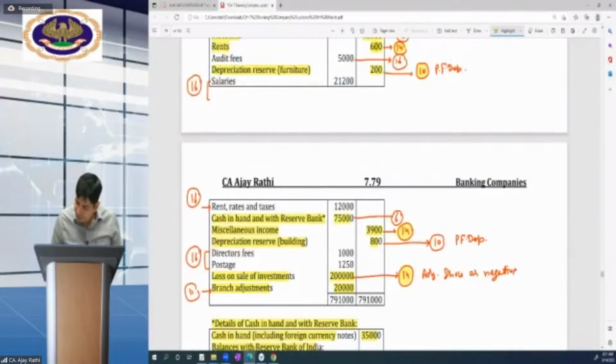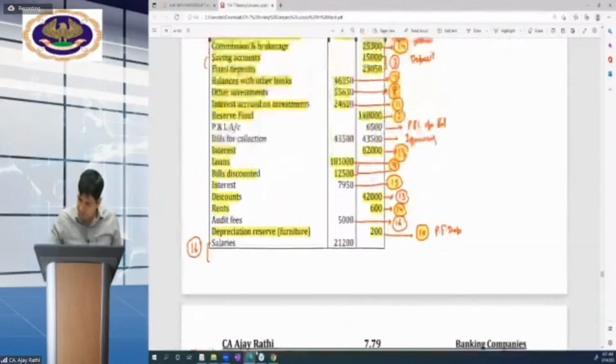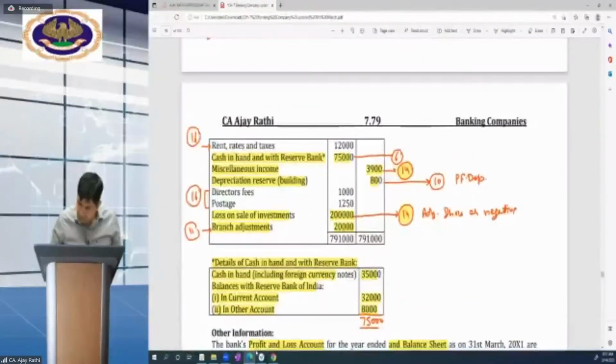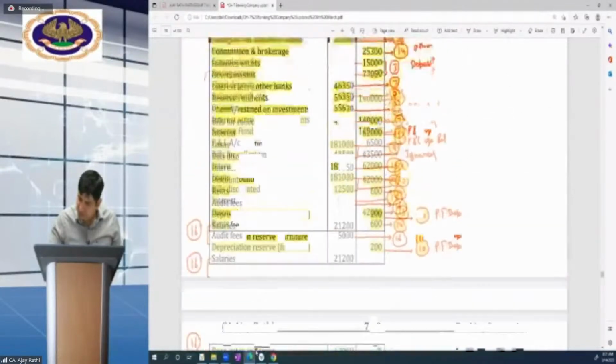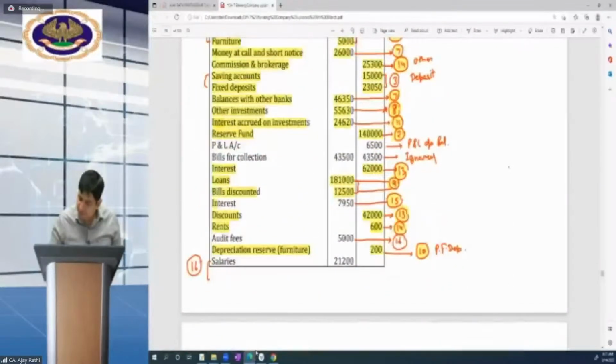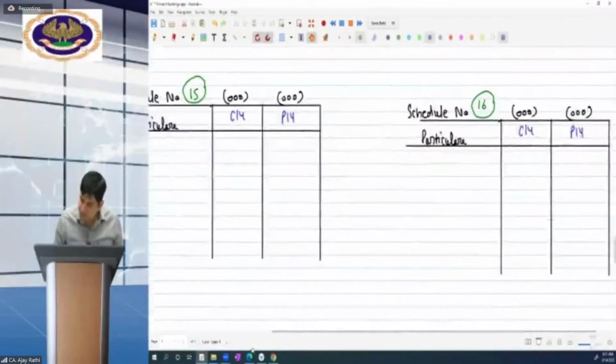14 completed. Yes, sir. Done. Now moving to the next part, that is 15. We have done 14. Now moving to 15, beta. These are the 15. Interest expense.